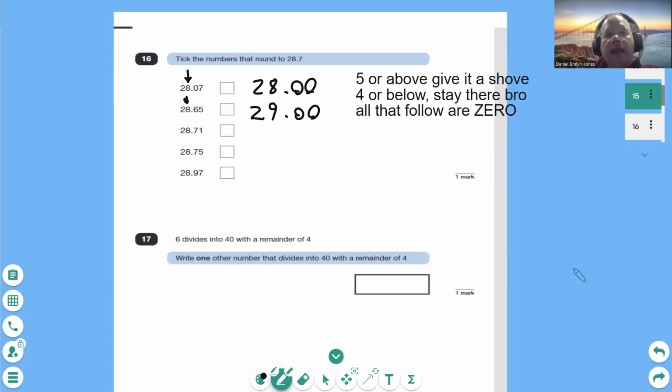In this case, the 8 followed by 7. 7's above 5. So it's going to get a shovies. 29. Again, 28.7. 7's going to shove. So it's going to be 29. Oh, 28.9. That's definitely 29. So the only one that rounds, rounds to 28.7.